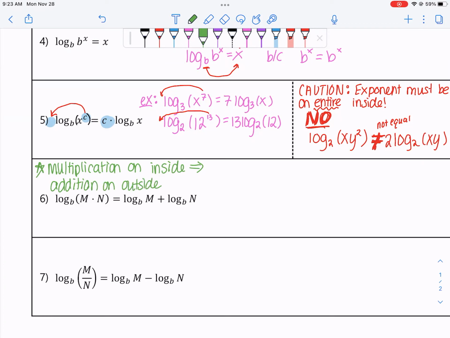So I like to think of multiplication, that's a multiplication symbol, and this right here is like an addition symbol. They look very similar. So I think multiplication on the inside means addition on the outside.